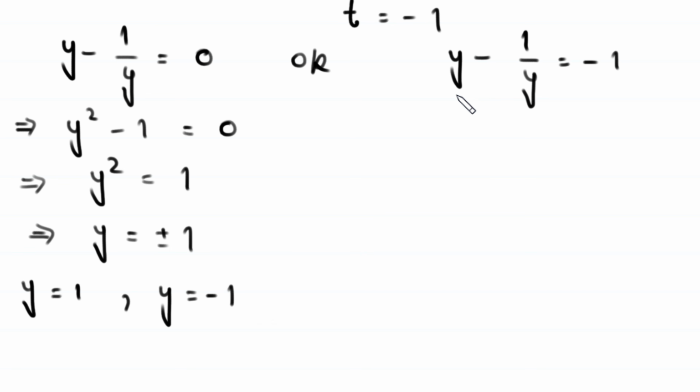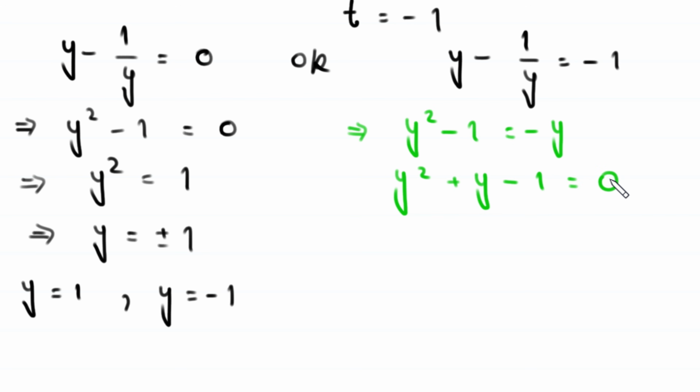And from this second case, if we multiply both sides by y, this implies that y squared minus 1 equal to negative y. Move this negative y to the left hand side, the equation will become y squared plus y minus 1 equal to 0. According to the quadratic formula, y will be equal to (negative 1 plus minus root 5) divided by 2.